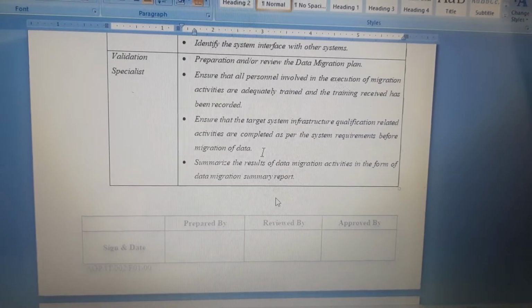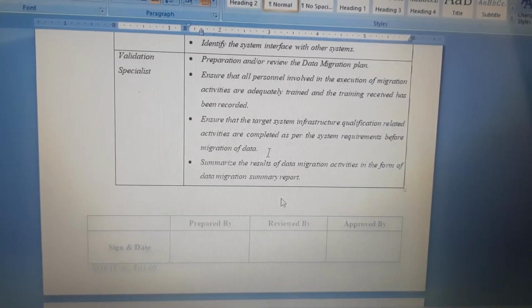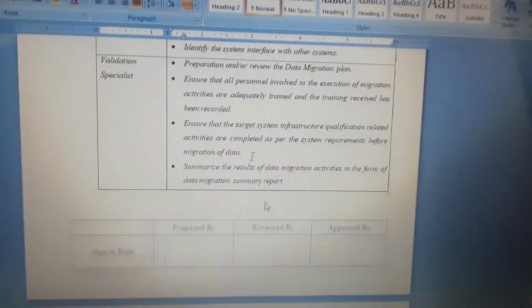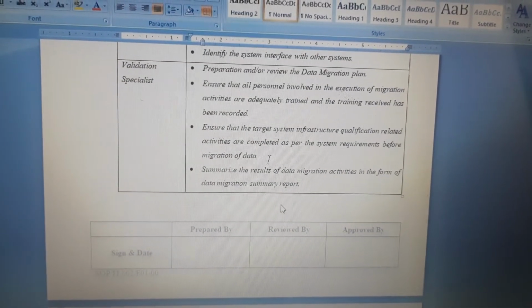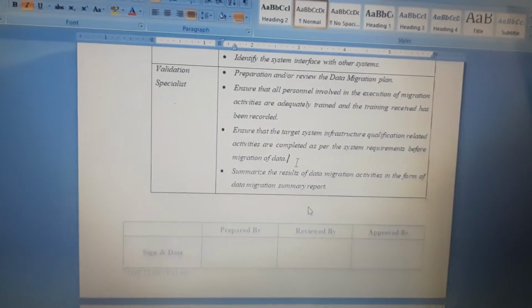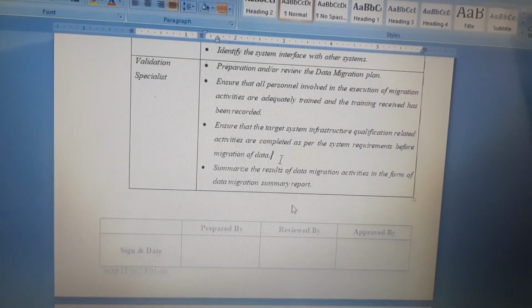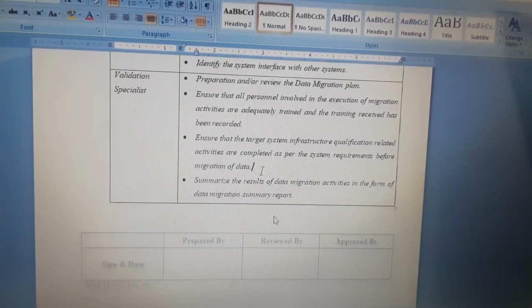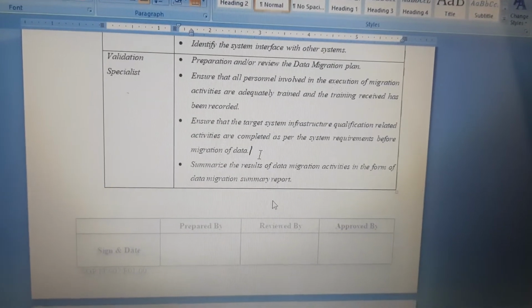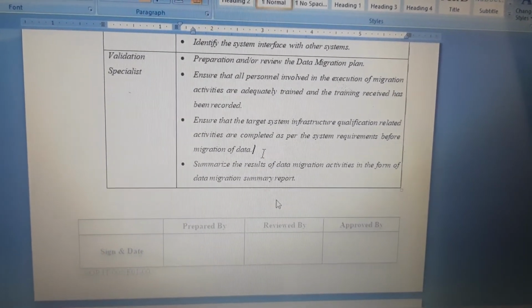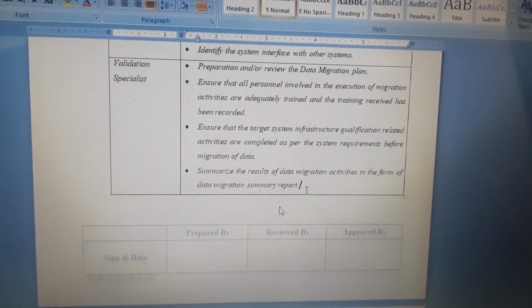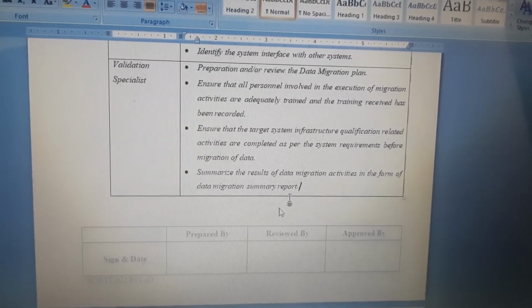We are going to migrate the data from one system to another system. So before the migration of the data from the older system to the new system, we have to ensure that the new system is qualified. It should not be non-qualified, isn't it? So always ensure before the migration that the system where you are going to transfer the data, the target system, is qualified. Okay. And at last, the validation specialist will summarize all the activities in the data migration summary report.